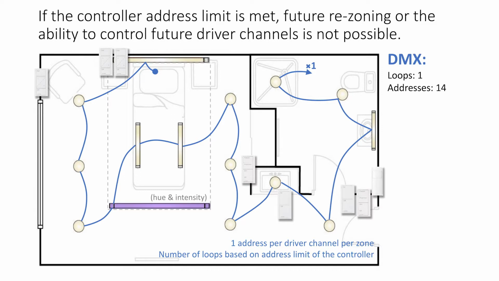There's something called DMX. This is DMX 512, where you can have 512 addresses on a link. Each address can be intensity, color temperature, or hue and intensity. The only problem with this is if you run the loop room to room to room, if you max it out, you can't make any changes in the future.